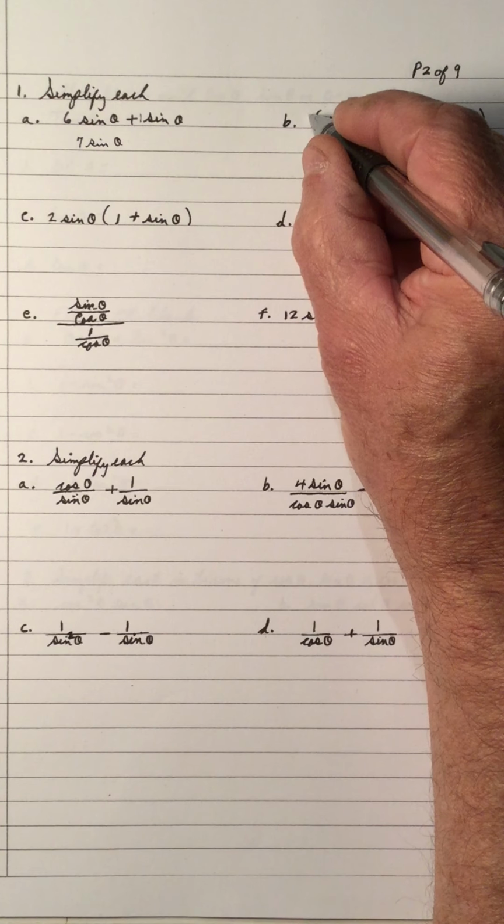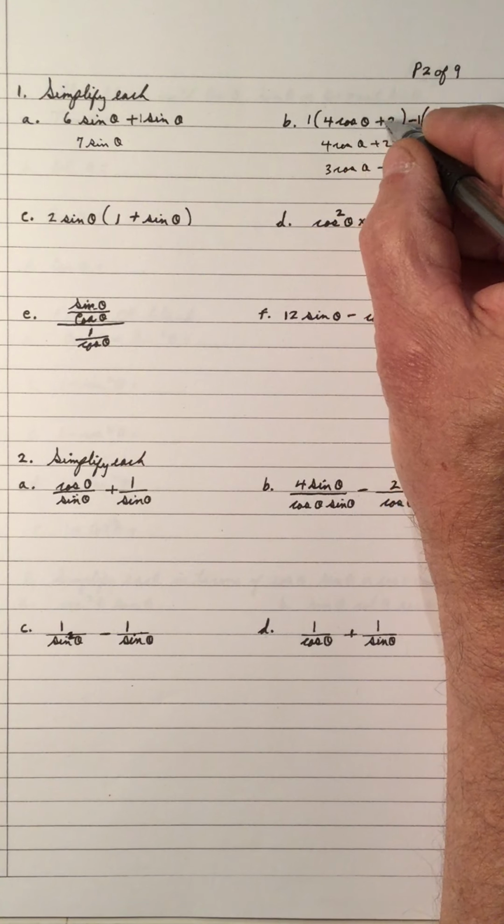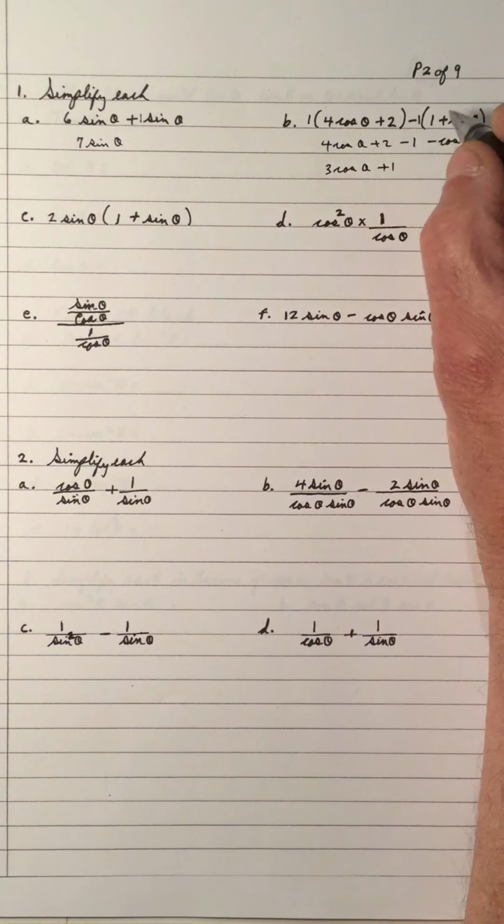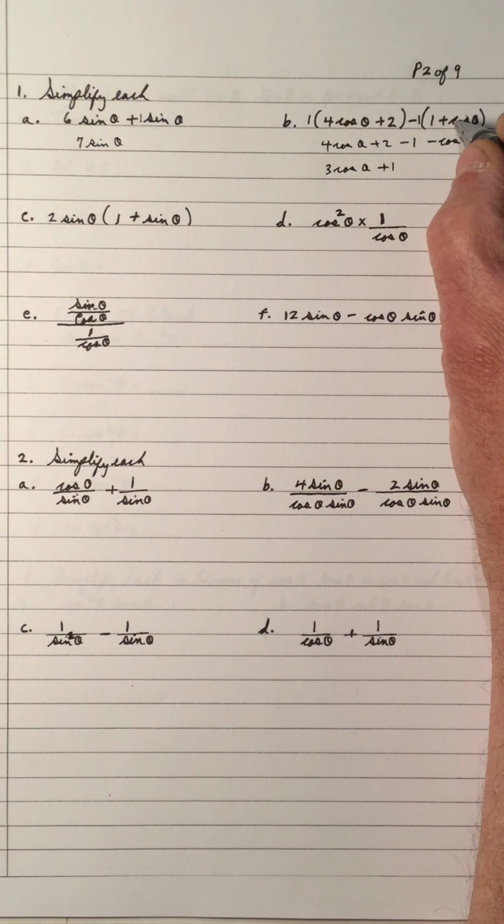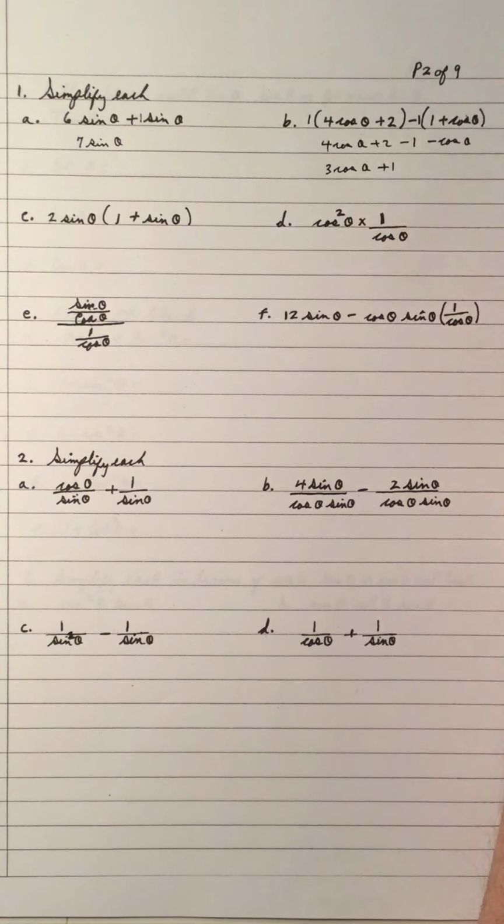And another way you can do it is put a 1 here and a 1 here and multiply 1 by these two. That will give you these two terms. And a negative 1 times 1 is negative 1. Negative 1 times positive cos theta, negative. So you can put a 1, negative 1 there and multiply.